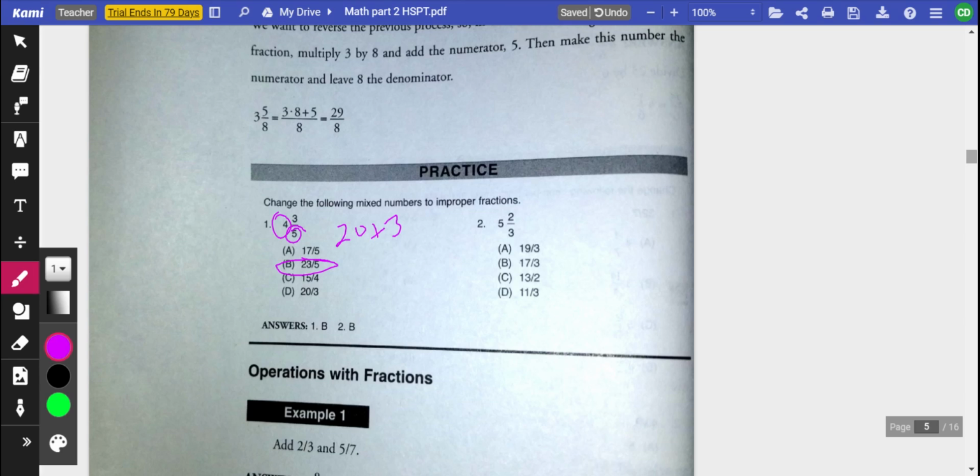Same thing here. Denominator times whole number is 15 plus the number on top, which is our numerator. So 5 times 3 is 15 plus 2 is 17, and it's going to stay over 3.